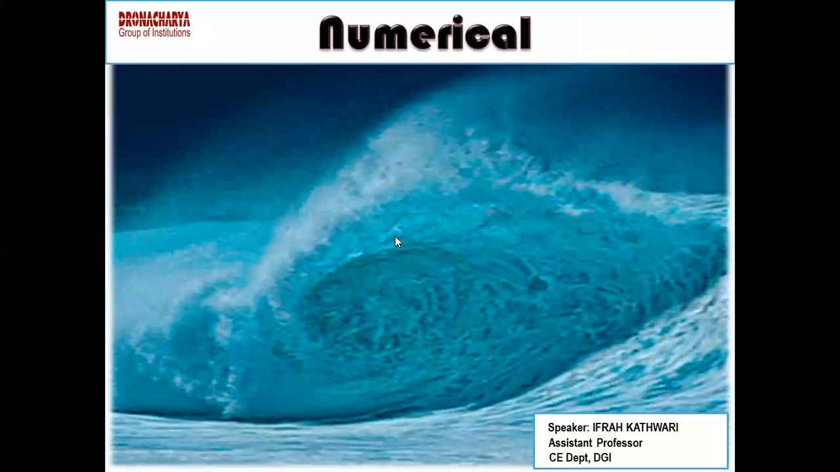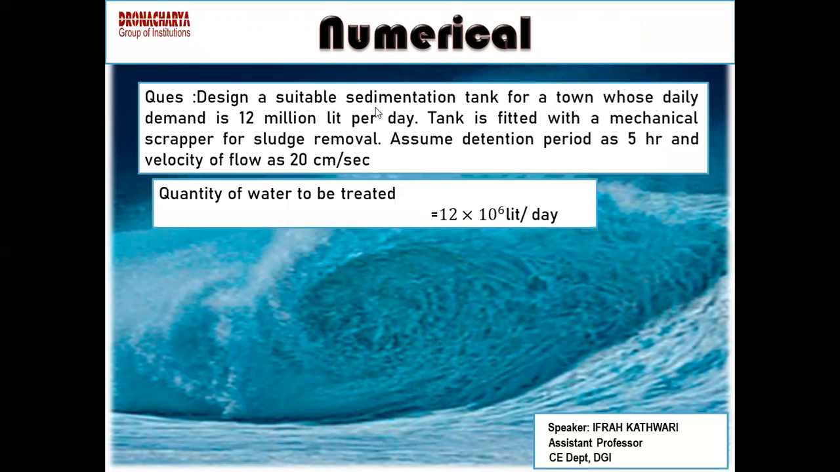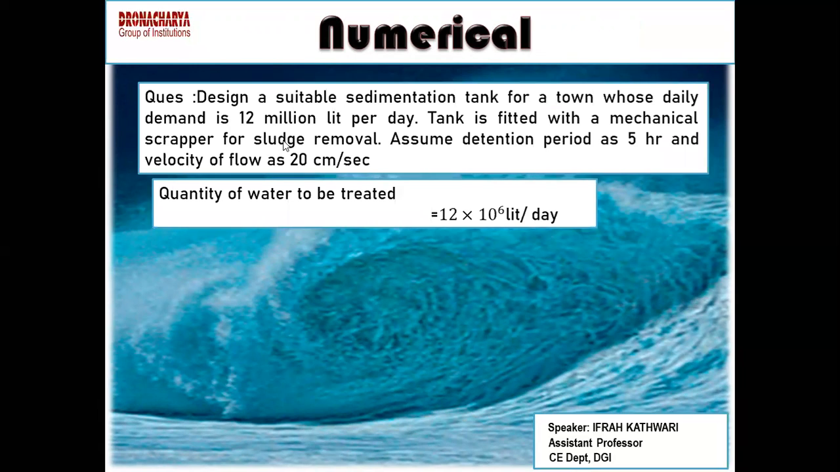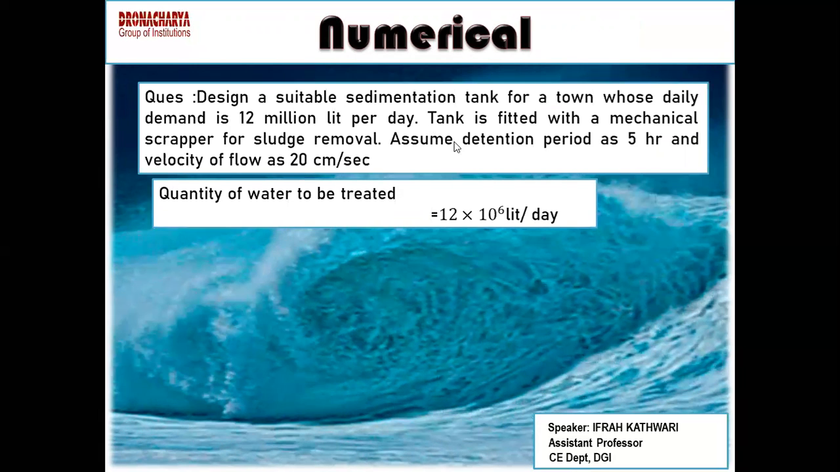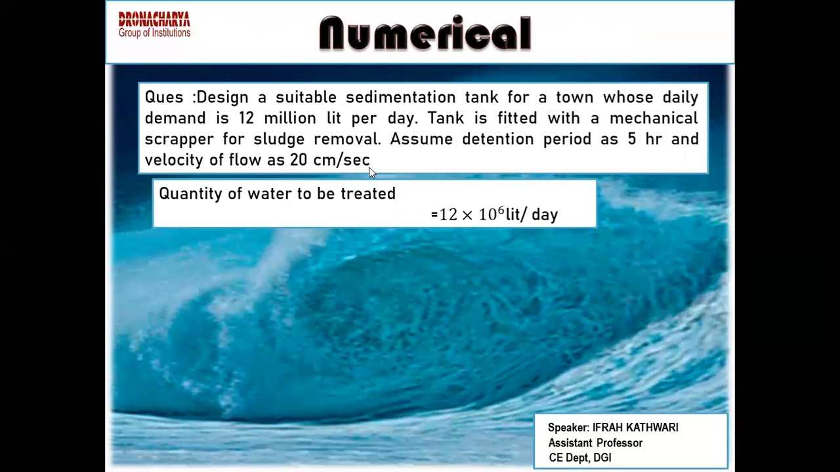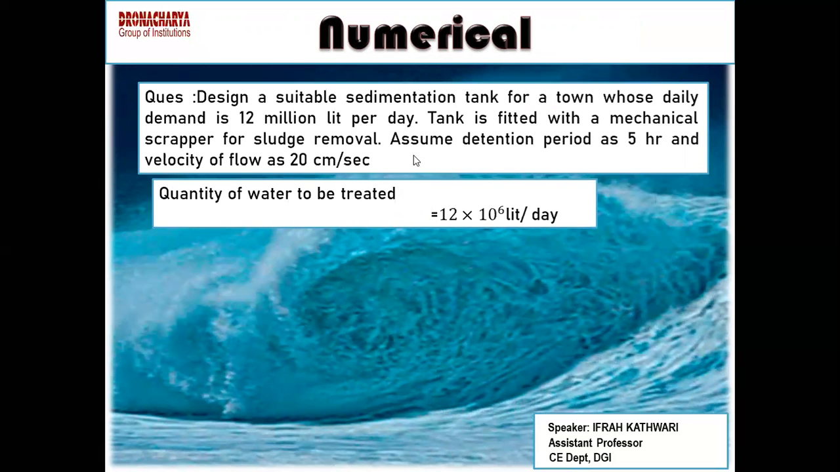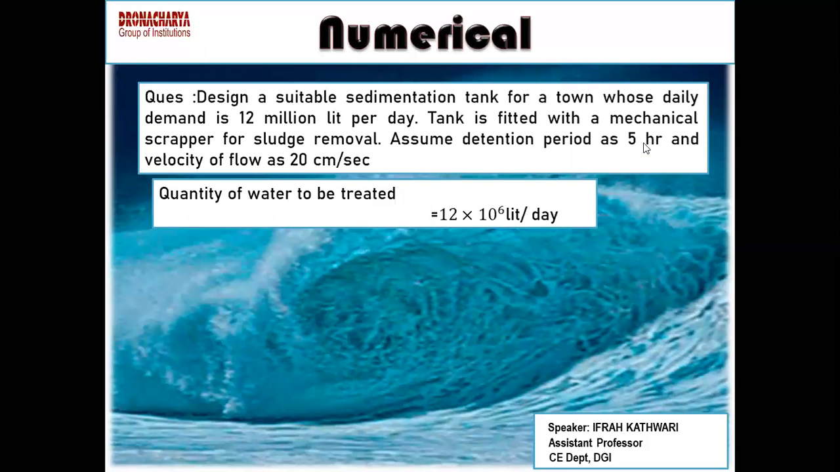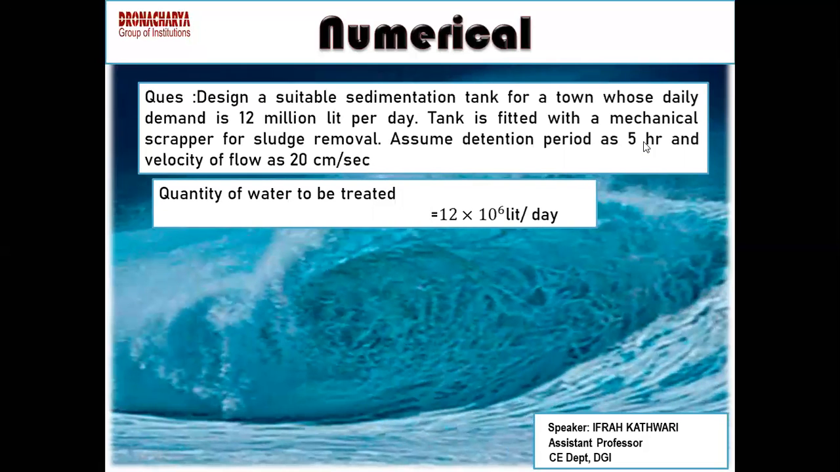So this is the numerical part that I'm going to discuss today. The numerical is: you have to design a suitable sedimentation tank for a town whose daily demand is 12 million liter per day. The tank is fitted with a mechanical scrapper for sludge removal. Assume the detention period as 5 hours and velocity of flow as 20 centimeter per second.